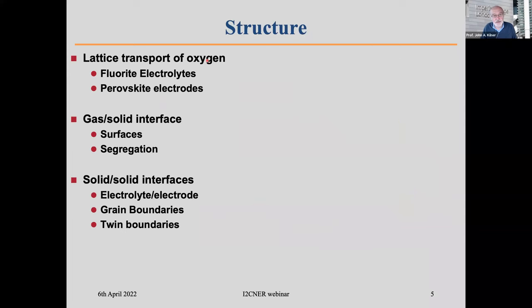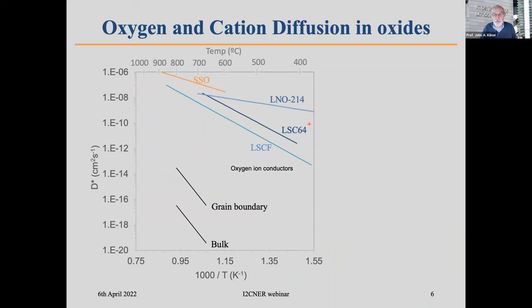So what I'm going to talk about today is lattice transport of oxygen in the fluorites and the perovskites, something about the gas-solid interface, surfaces and segregation, something about solid interfaces, electrode-electrolyte, grain boundaries, and if we get time, move on to twin boundaries. But first, I just want to make a comment about how unusual these materials are.